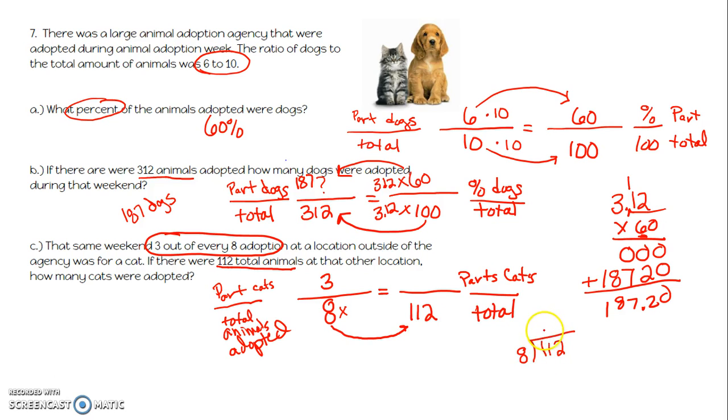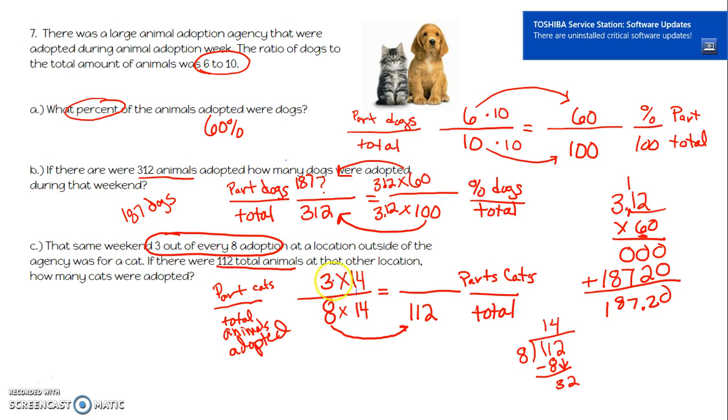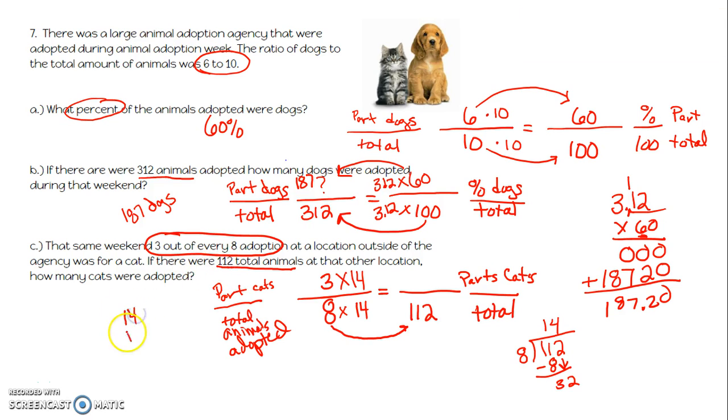8 goes into 11 once. 11 minus 8 is 3. Drag down a 2. 8 goes into 32 4 times. All right. So it must be 14. 8 times 14 gets us to 112. I'm going to multiply my denominator by 14. I'll multiply my numerator by 14. 3 times 14 will give us how many of the animals adopted that day were cats. 14 times 3. 4 times 3 is 12. 3 times 1 is 3, and 1 is 4. 42. 42 must have been cats.